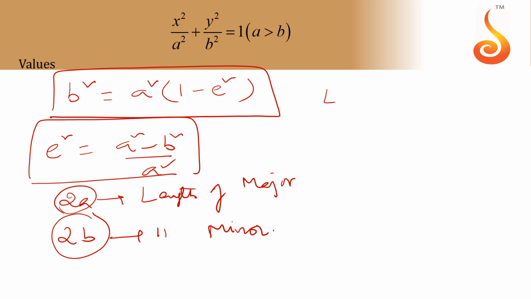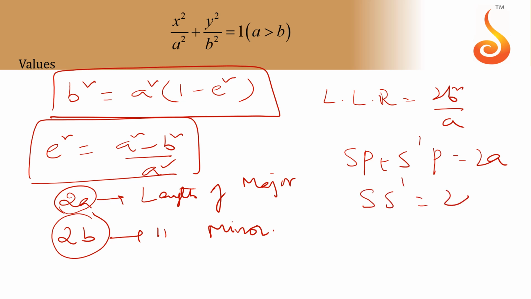So length of latus rectum is 2b square by a, and sum of the focal distances SP and S'P is always equal to the length of the major axis, which is 2a. Distance between foci is 2ae. Distance between vertices is nothing but the major axis, 2a. Distance between Z and Z' is 2a by e.